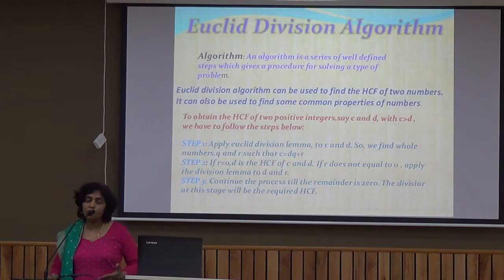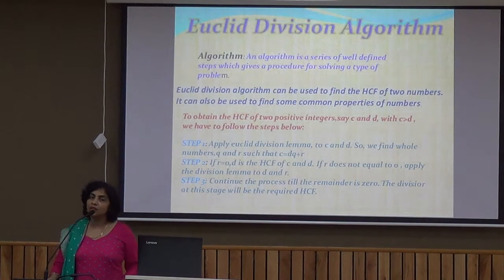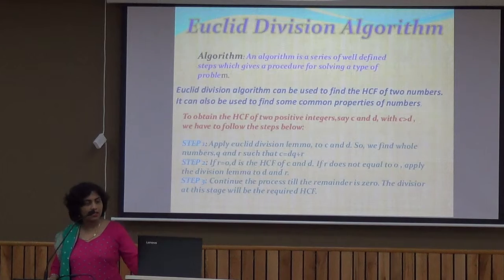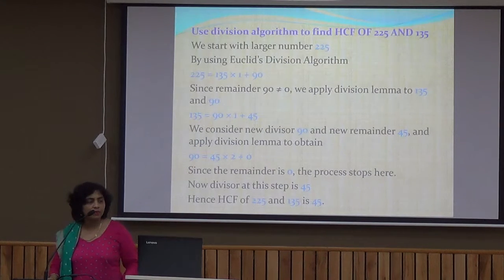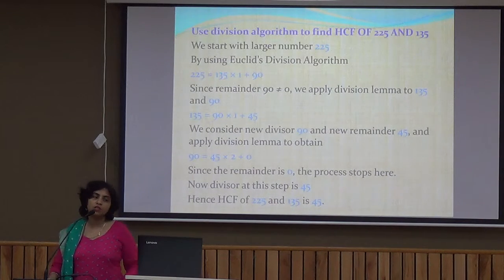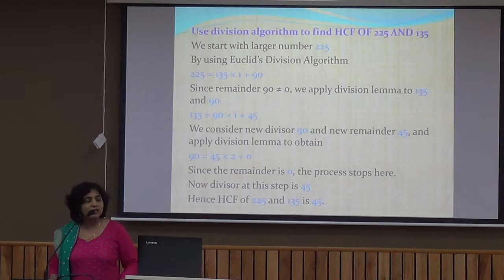We keep on continuing this process of division through the lemma till the step we get 0, and at whatever step we get remainder as 0, the divisor at that step is our required HCF. Let's take an example. We are finding the HCF of 225 and 135 using our division algorithm. 225 is the larger number, so we take 225 as C and D as 135.